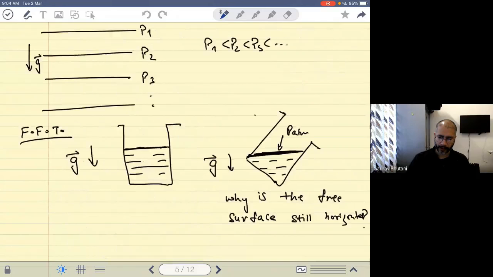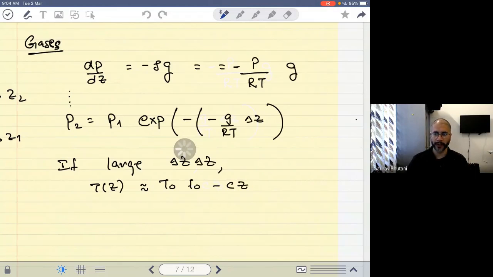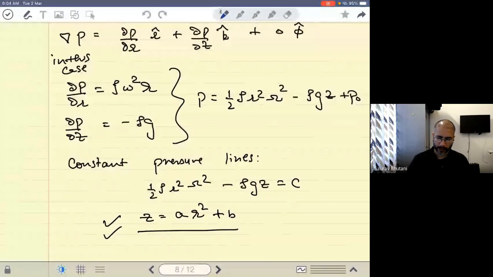Okay. So then we found out through integration what is the pressure distribution in liquids and gases in the Earth's gravitational field, of course. Then we talked about non-inertial systems where you may have an acceleration in the system. So if you stay in the system's coordinate reference, then you have to add a pseudo force because your system is non-inertial. And we took two situations. One was a linear acceleration and one was rigid body rotation of the fluid. Okay, so we found out the pressure distribution in both cases.